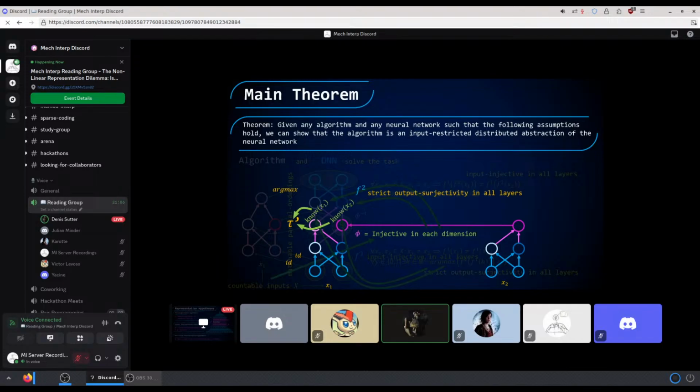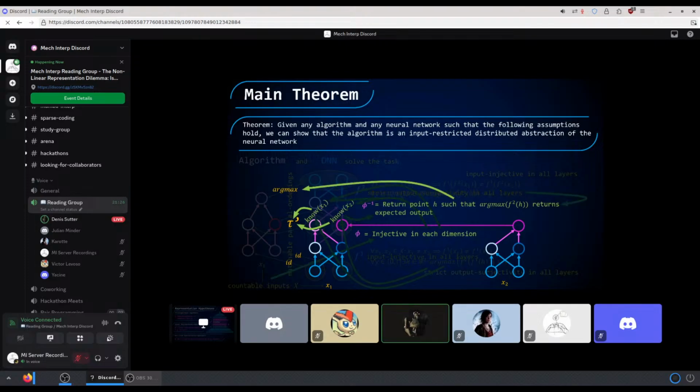If we now also leverage the output surjectivity, we know that there exist points in the hidden space that produce the correct argmax when passed through the remainder of the neural network. By combining this with our knowledge of which inputs generated these latent space points, we can define the inverse of phi accordingly.